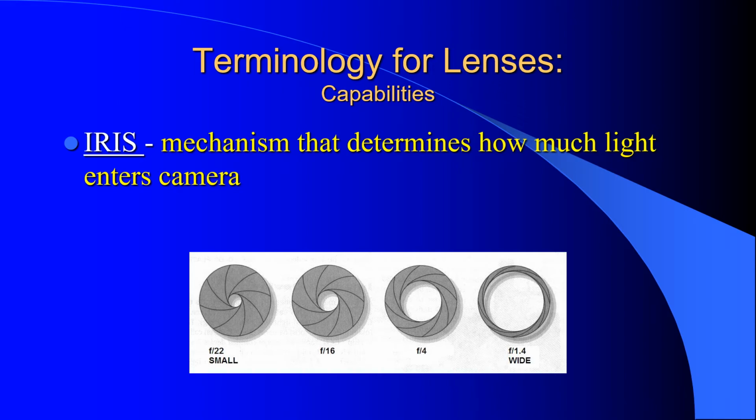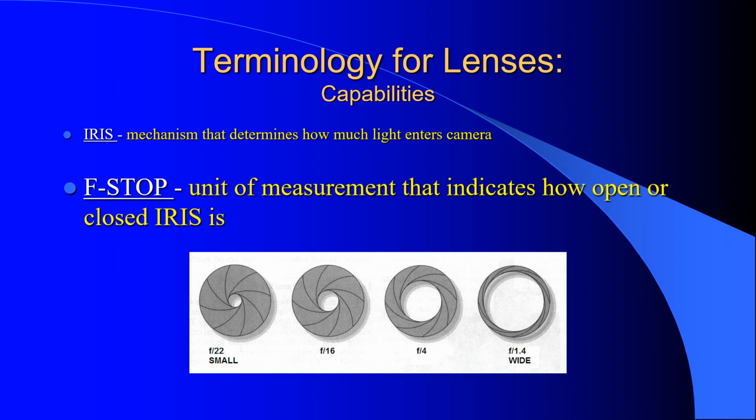Now, how you determine how much light is coming in is the unit of measurement that is used, and that is the f-stop. Some of you who have done still photography should know about f-stops. The smaller the number, the wider the opening of the iris is, and that means the more light is in there. The other end, the larger the number, the smaller the hole is, and then the less light is allowed into the camera. This is what's known as an inverse relationship.